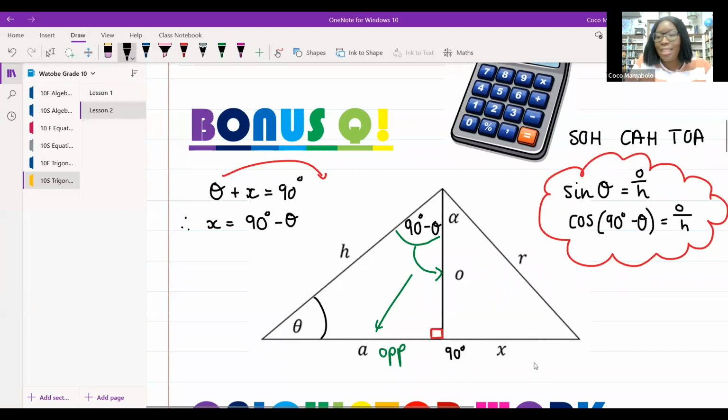So I can easily say, if sine of theta is equal to opposite over hypotenuse, and if cos of 90 minus theta is equal to opposite over hypotenuse, then I can say that the sine of theta is equal to the cos of 90 minus theta. Everybody in agreement? Because they give me the same answer, that means they are equal to each other. All right, give me a thumbs up. Are we okay with this?